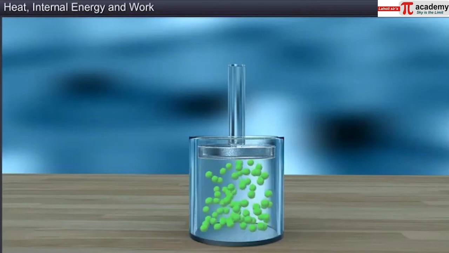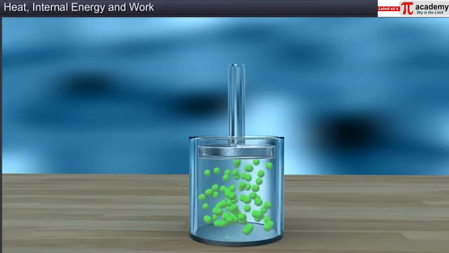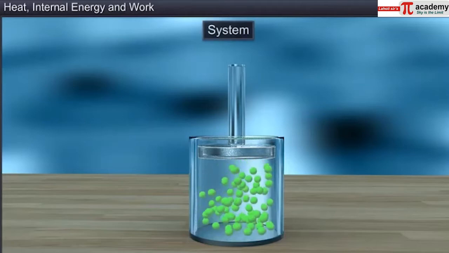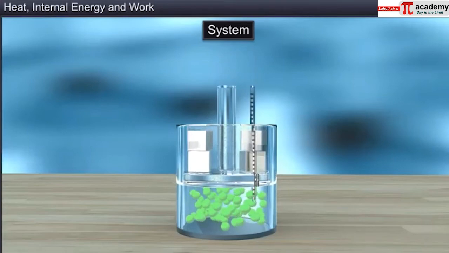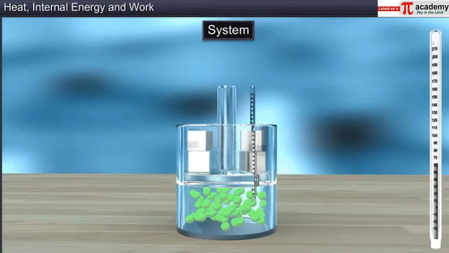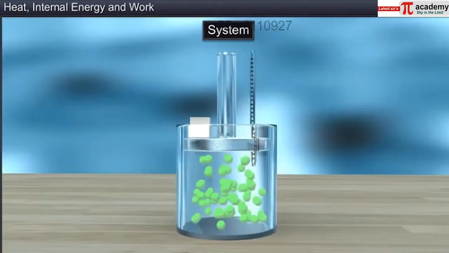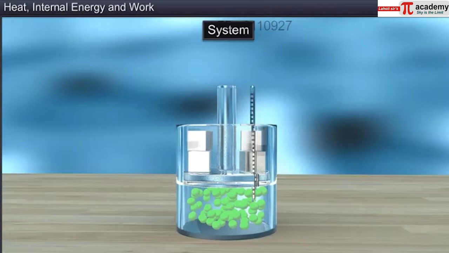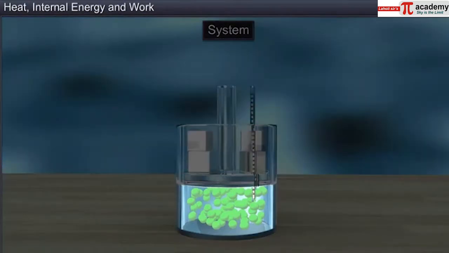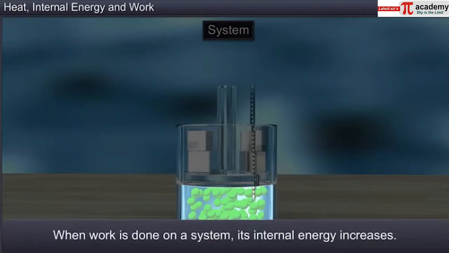Let us now consider a mass of gas enclosed in an airtight container with a movable piston as a system. Now compress the gas by exerting an external force on the piston. This can be done by placing some weights on the piston of the container. We can observe a rise in the temperature of the gas. When the gas is compressed, the external force due to the weights did some work, and as a result, the internal energy of the gas is increased. That means that when work is done on a system, its internal energy increases.